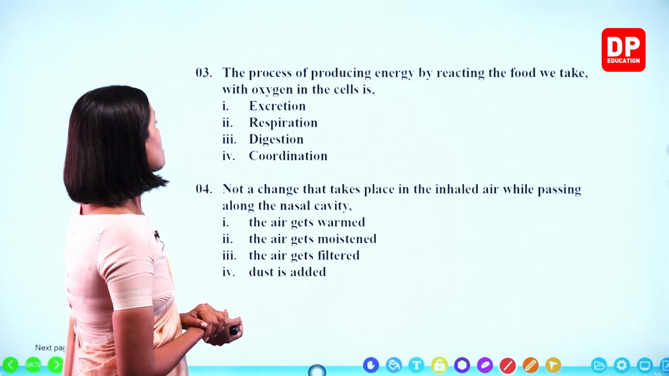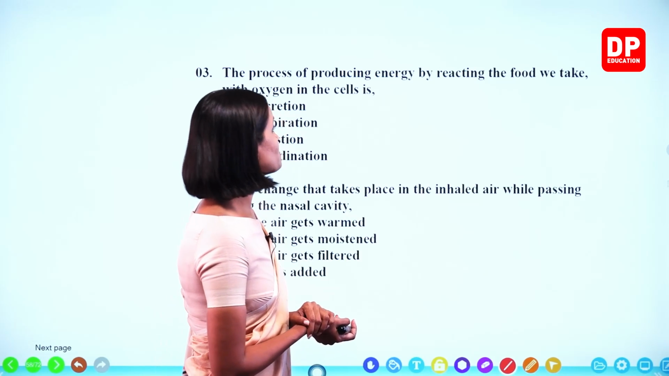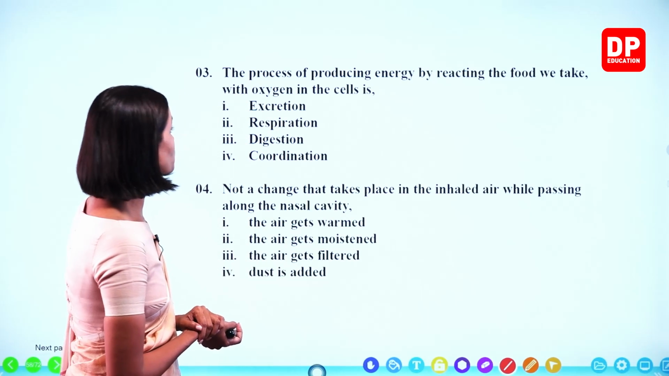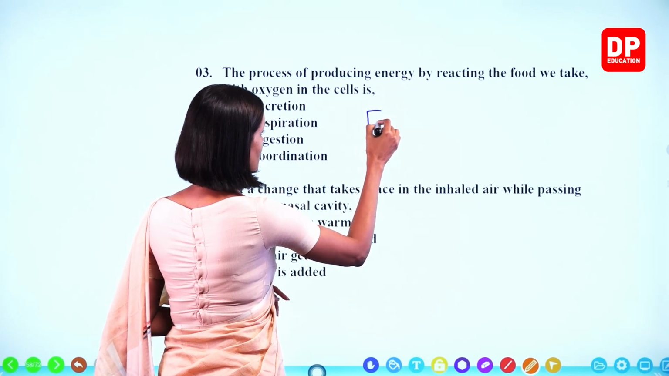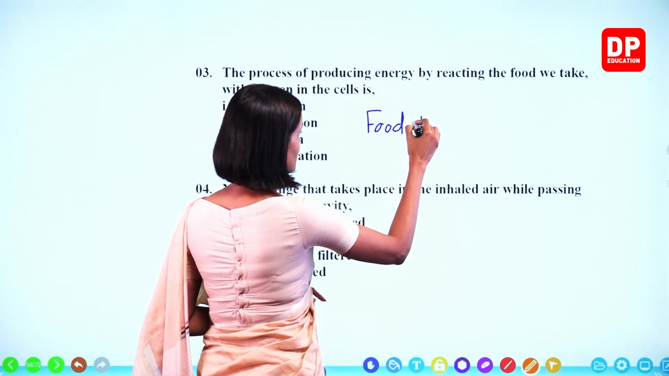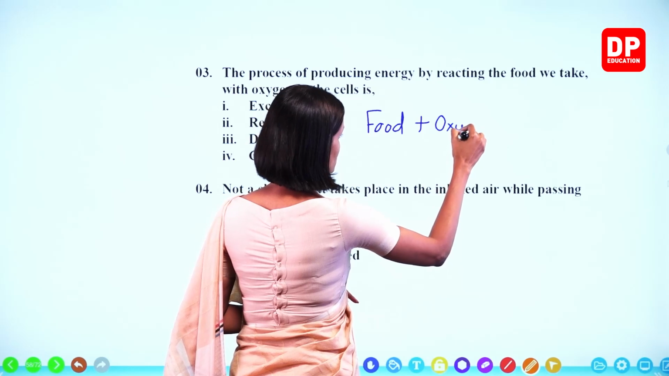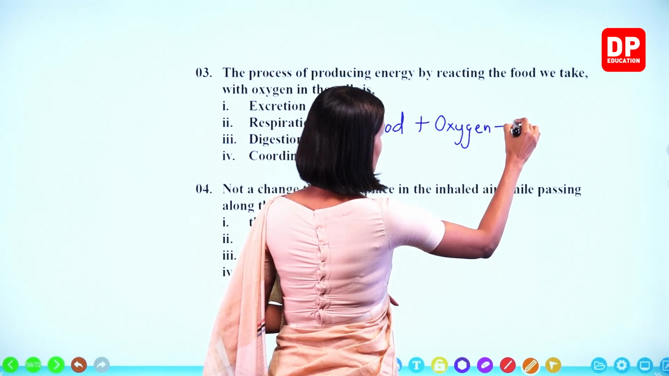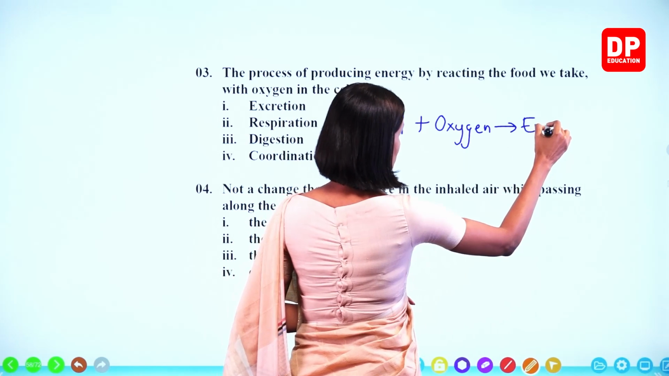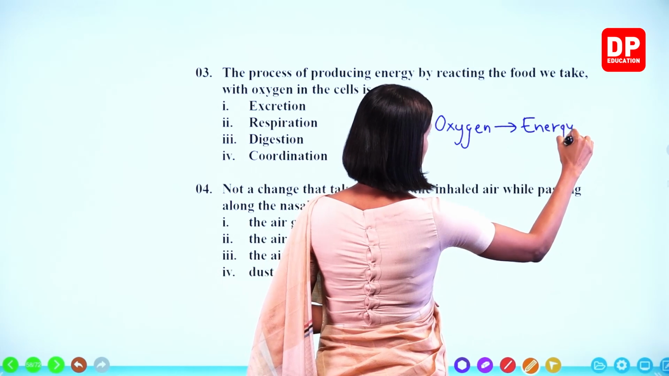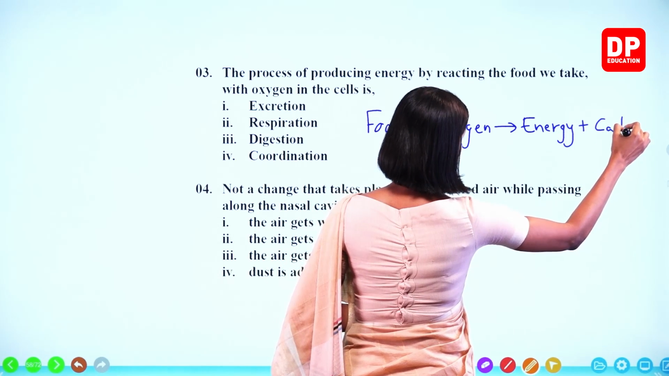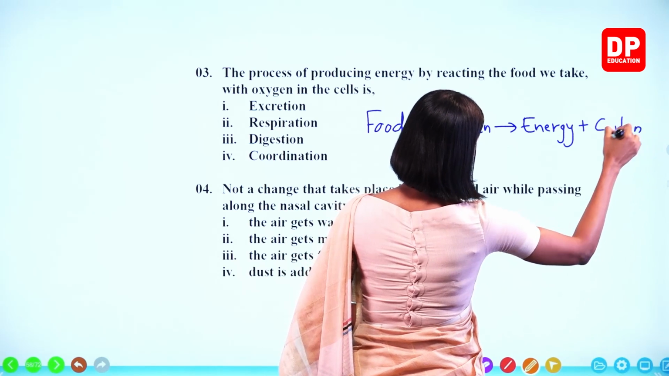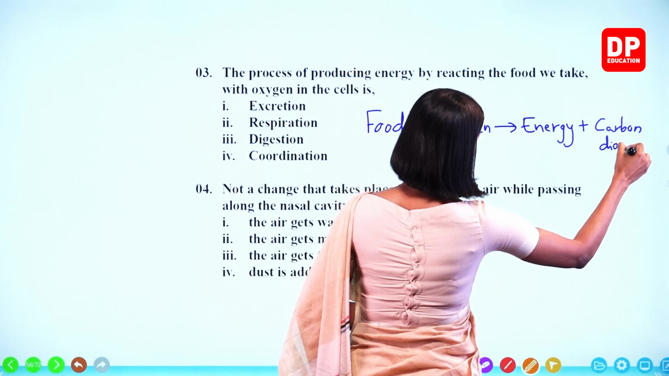Number 3. The process of producing energy by reacting the food we take with oxygen in the cells is, right? Food reacts with oxygen and energy is produced. As a byproduct, carbon dioxide gas is also produced, and water vapor too. What is this process, children?